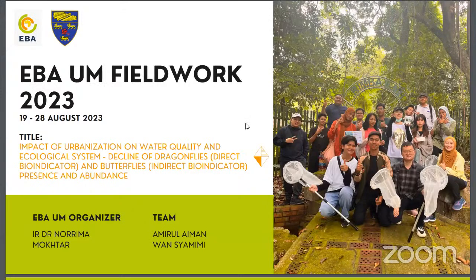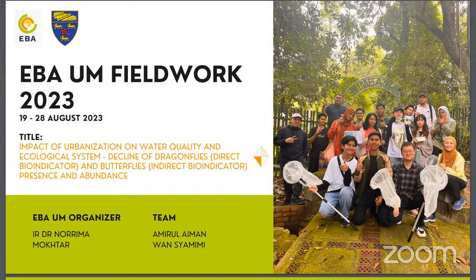So thank you again for the opportunity to conduct the EBA project in Isti Malaya. The title of this fieldwork is Impact of Urbanization on Water Quality and Ecological System and Decline of Dragonfly as a direct bioindicator and butterfly as indirect bioindicator. So meaning to say, if the water quality is good, as direct bioindicator, we will see a lot of dragonflies, and also if the ecosystem is good, we will also see a lot of butterflies. So this will be indirect bioindicator. Whereas for the water quality, we have a specific toolkit to measure the water quality.